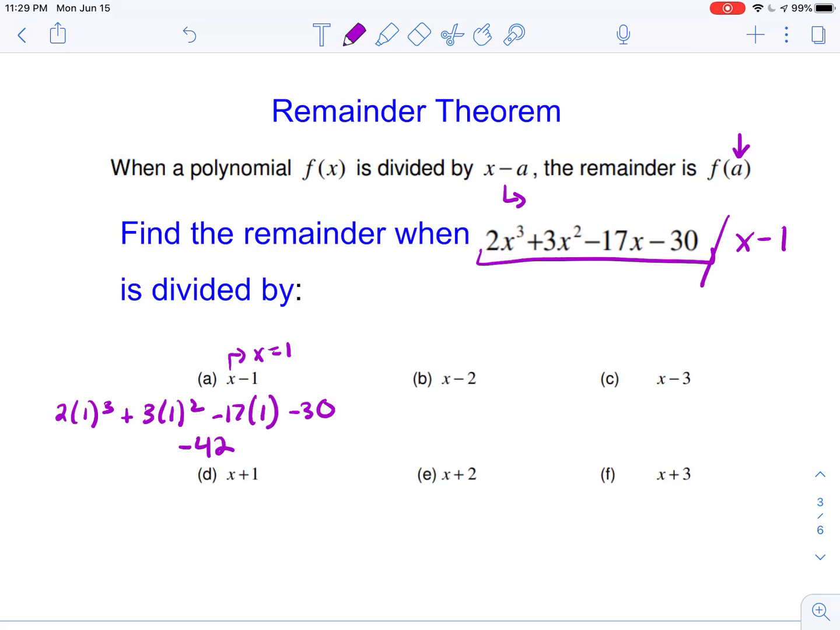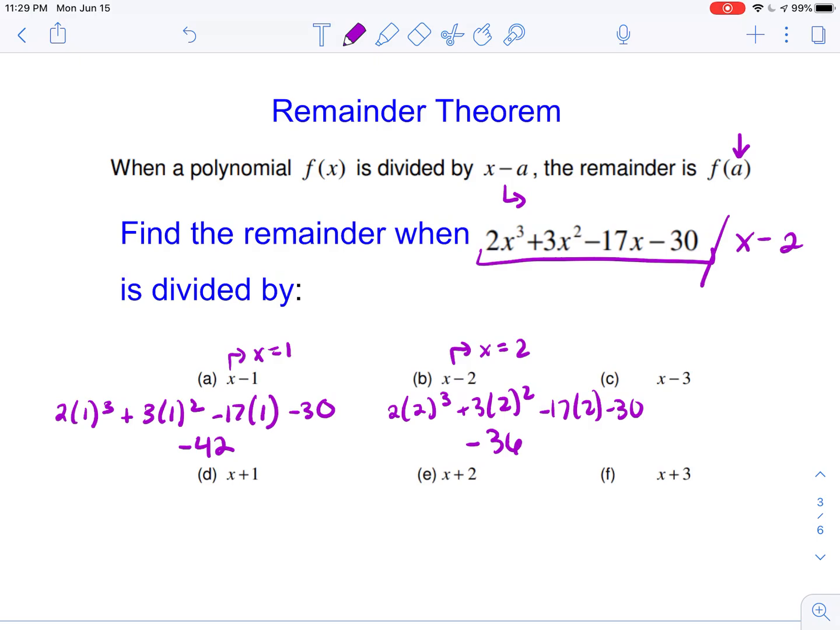Okay, let's try it again for b. x minus 2. What are we going to plug in? Well, we're going to plug in the opposite sign. So we're going to plug in x is equal to a positive 2. So I plug that in. 2 times positive 2 cubed plus 3 times 2 squared minus 17 times 2 minus 30. That's going to be a minus 36. So what does that mean? Well, when this polynomial is divided by x minus 2, I get a remainder of negative 36.